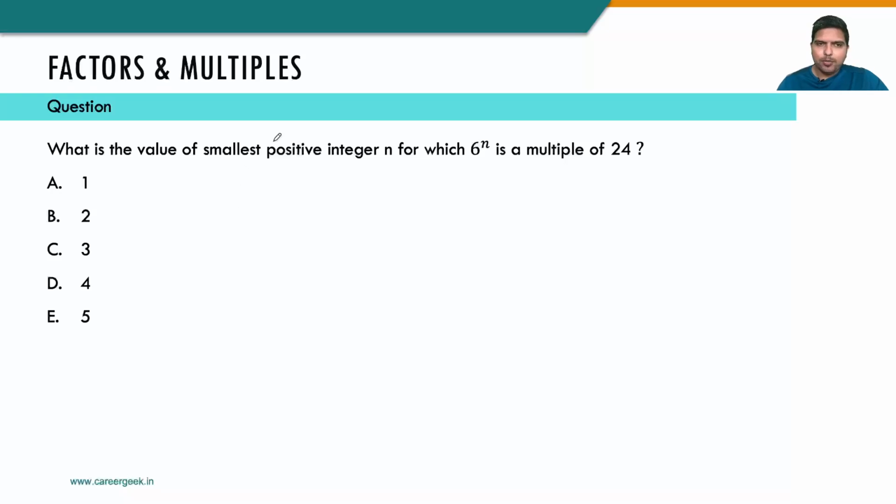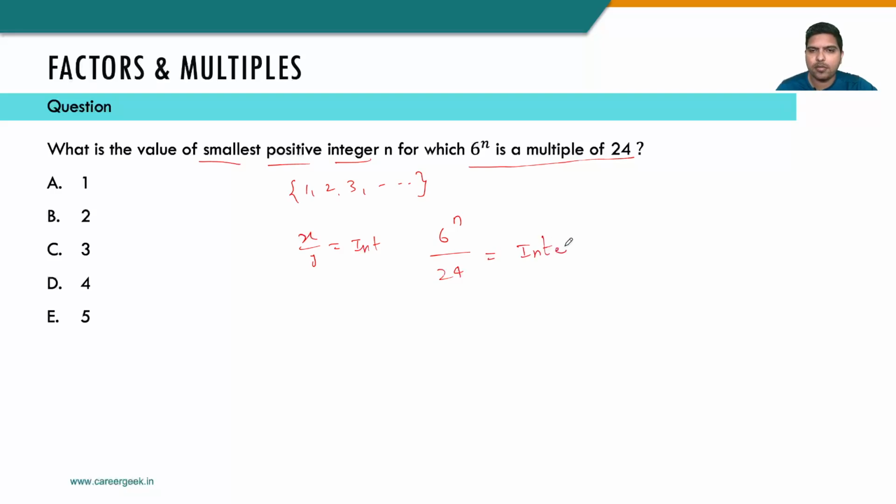What is the value of the smallest positive integer? Okay, what is a positive integer? We have seen positive integers are these. What is the smallest positive integer for which 6 power n is a multiple of 24? This is where the statements come very handy. X is a multiple of y. That means x upon y is an integer. So over here, 6 power n divided by 24 has to be an integer.